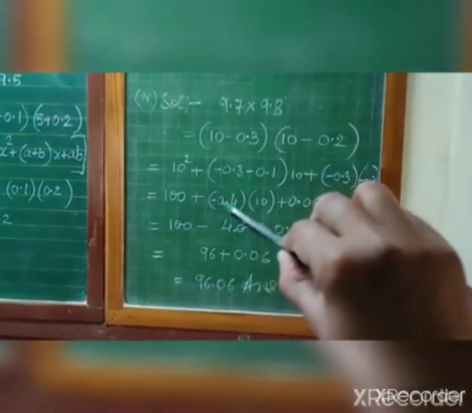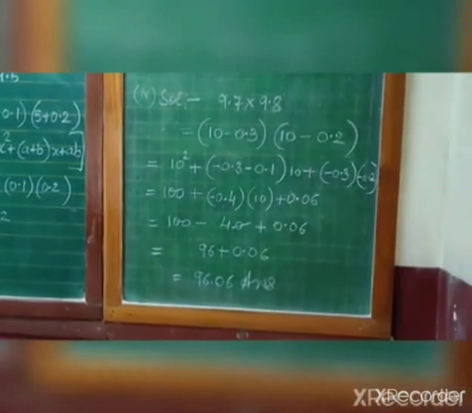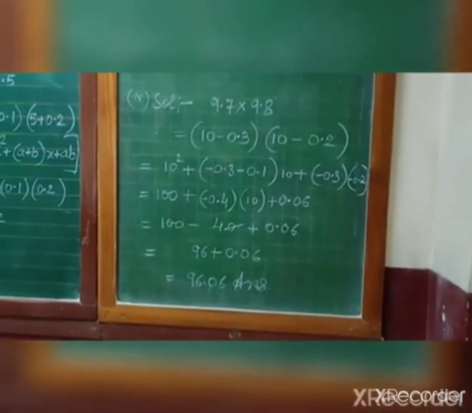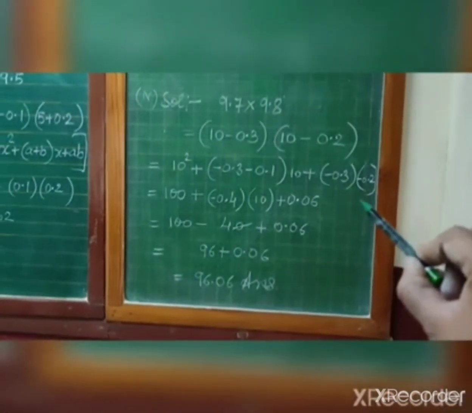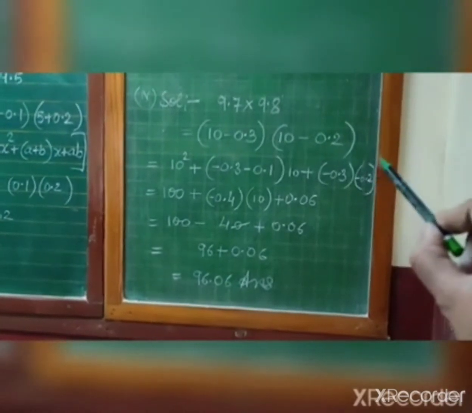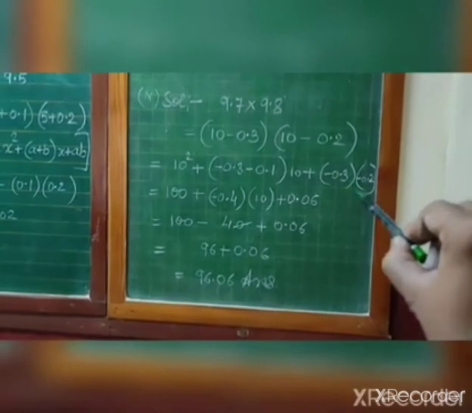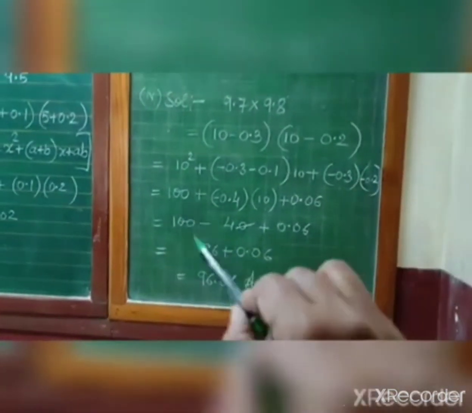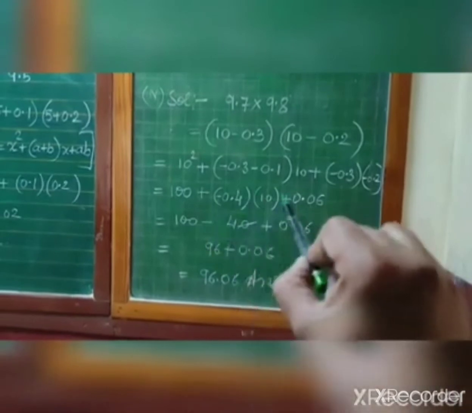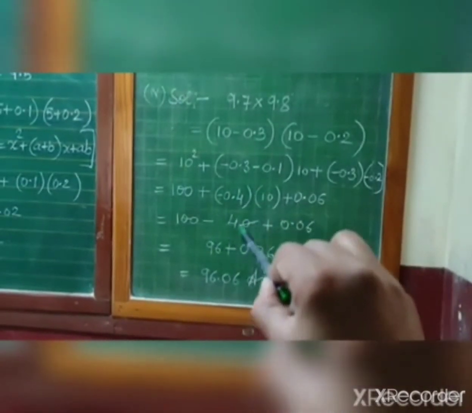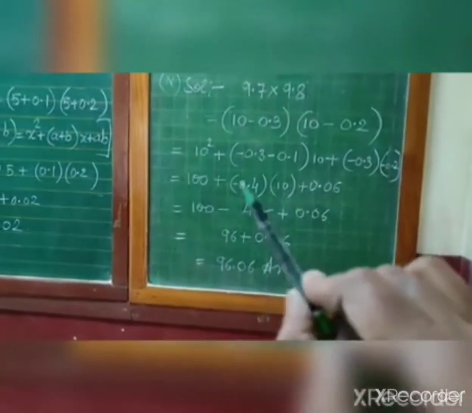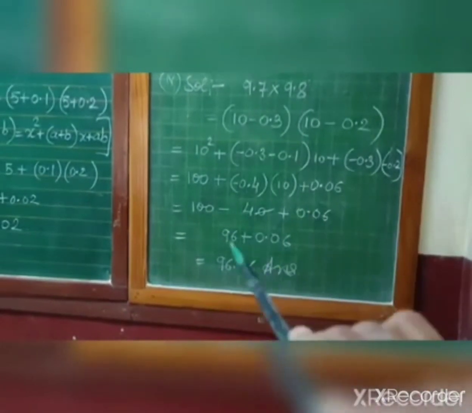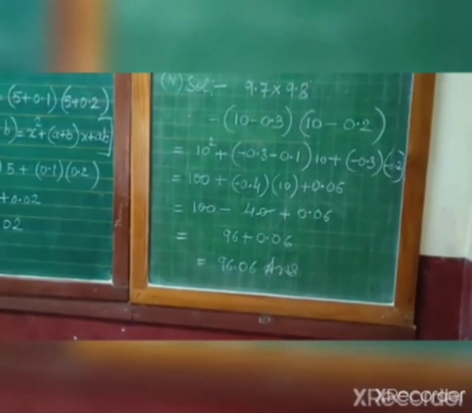So 10 tens are 100. Plus, two negative numbers always we add with negative sign. So 0.3 plus 0.2, 0.5 with negative sign, out of the bracket 10, plus negative into negative is positive by the multiplication of integers rule, and 3 twos are 6. So one digit before, one digit before, total 2 digits before we will put decimal. Now 100 plus minus 5 into 10, that is minus 50, before one digit if you put decimal... so we can cancel this 0, plus 0.06. 100 minus 4 is 96, 96 plus 0.06 is 96.06.